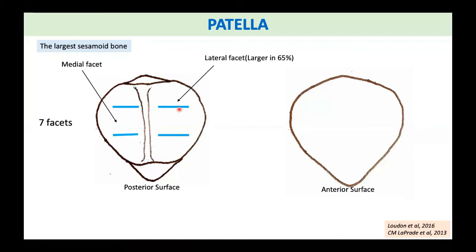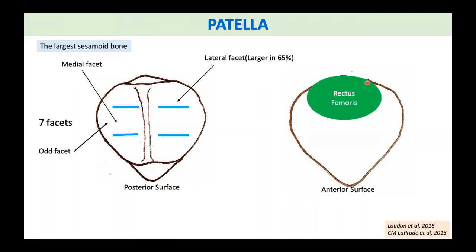These facets are further subdivided by horizontal ridges into 7 facets, one more being here, that is the odd facet. In the terminal degree of extension, the odd facet comes in contact with the medial condyle. This is the posterior surface, and this is the anterior surface. The important point to remember on the anterior surface is the attachment of rectus femoris.